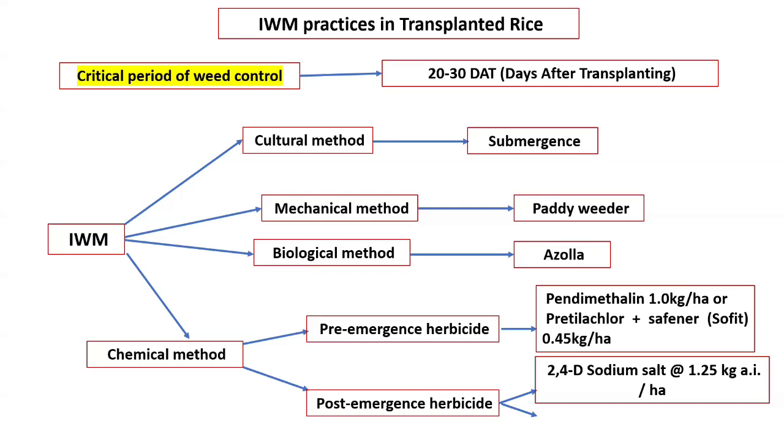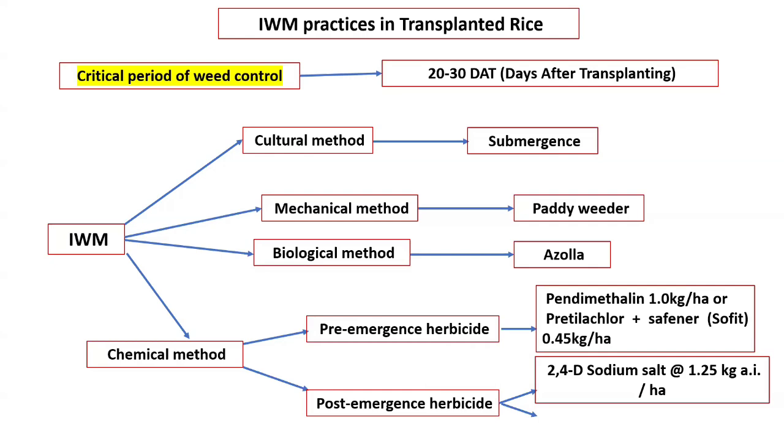So in transplanted rice, how can we perform integrated weed management? We have lots of options under different methods. Under cultural methods, we can go for submergence, because of puddling. Puddling is a mandatory operation for transplanted rice to maintain the water throughout the season. By adopting puddling or submergence, it itself plays a role as a weed management procedure. That's why in transplanted rice, compared to upland rice, the weed population is always low due to puddling or submergence.